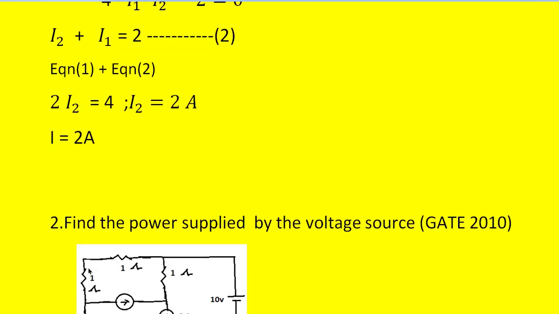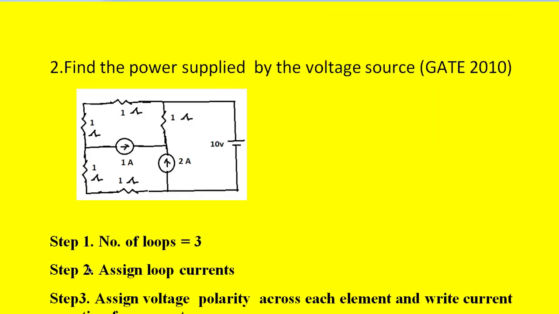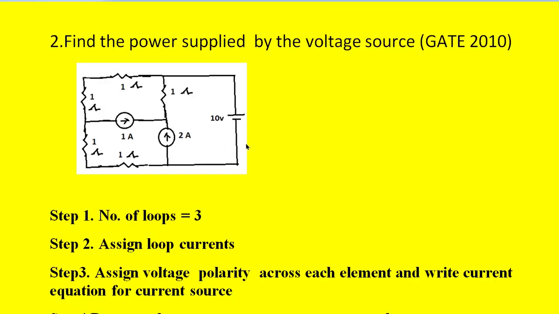Next, let us move to another problem. This is also a super mesh numerical problem given in GATE 2010. Earlier we have seen a two loop super mesh problem, whereas here we have 3 loops, and we have to find what is the power supplied by the 10 volts voltage source. We know the 10 volts here, we should know the current supplied by this. Once we know the current supplied by this 10 volt source, then this voltage into that current will give us the power supplied by this voltage source.